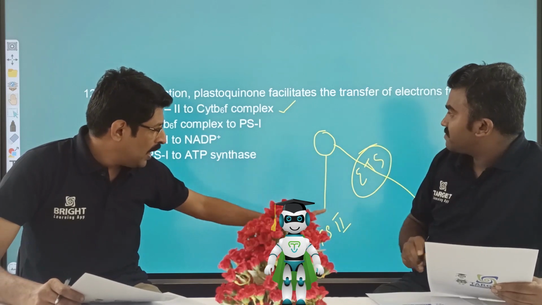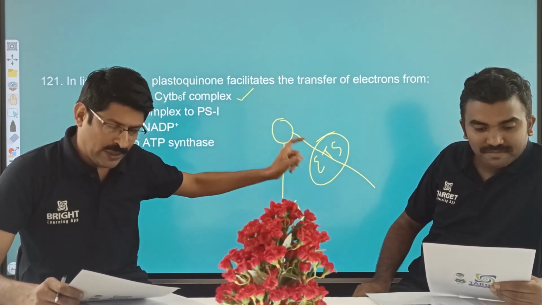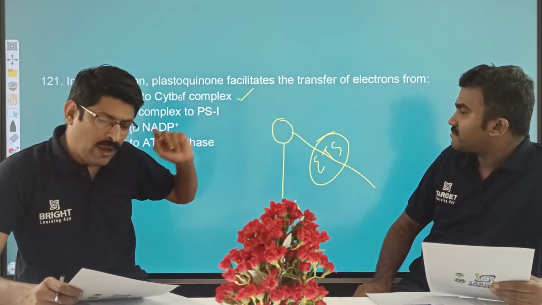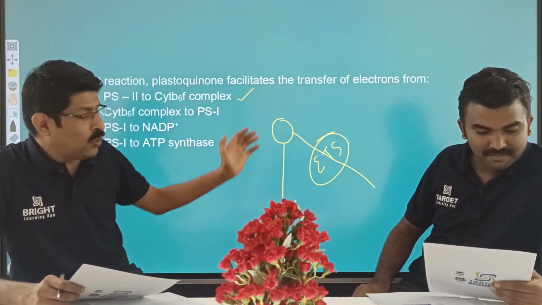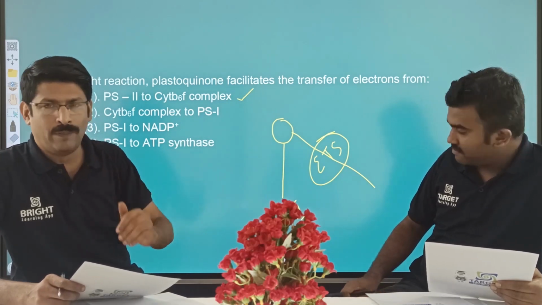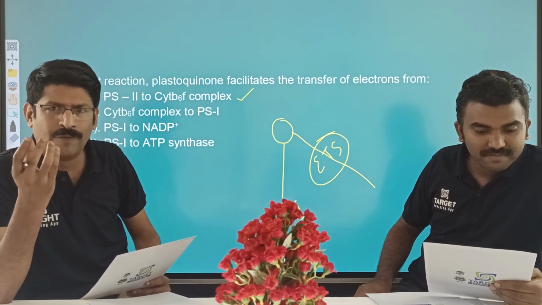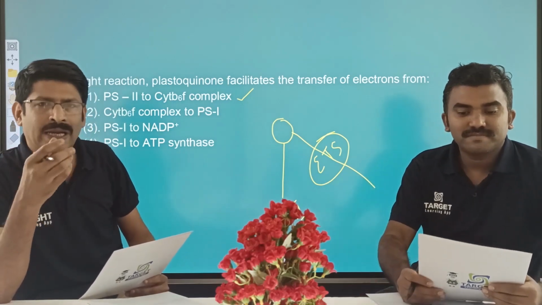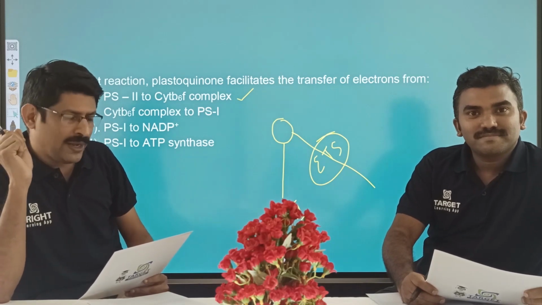So in between PS2 and the cytochrome bf complex, there is the plastoquinone that facilitates transfer from PS2 to the cytochrome complex. That type of explanation is not there in the text. Normally a student preparing for the NEET level examination studies that detailed diagram, so we can't say it is outside the NCERT.